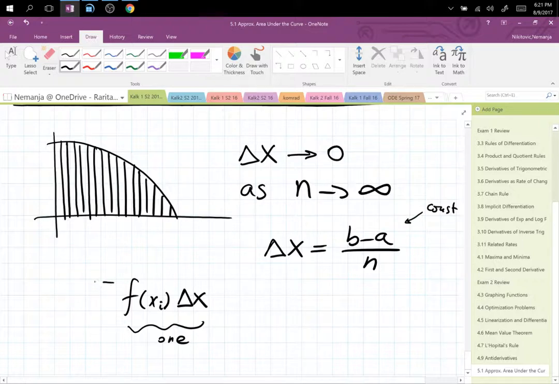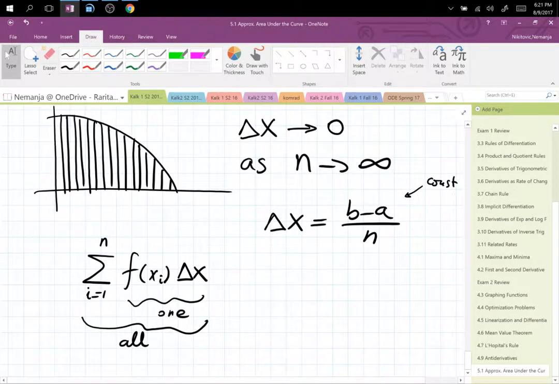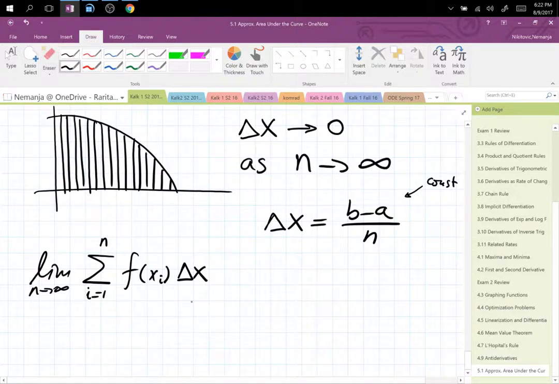And then I'm going to add all of them. And then what I'm going to do is to say that the finite number of rectangles which I had before, which was 4 or 6 or 8, boom. You see that? So this is how you build the formula.